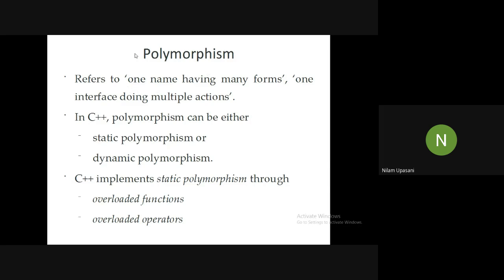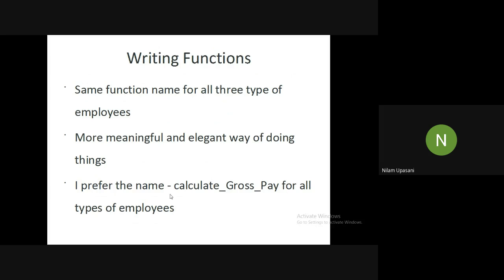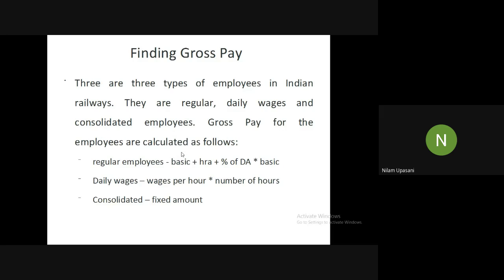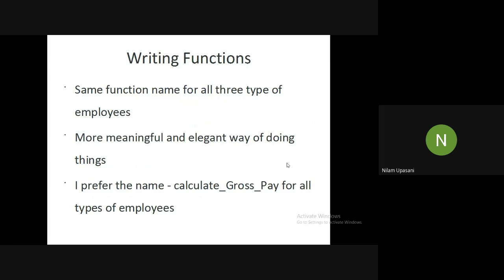Now here the concept of polymorphism comes into picture. Polymorphism means one name having many forms, or one interface doing multiple actions. So here, one name and many forms. One name is what we are saying, calculate gross pay. And for each of these types of employee, the gross pay calculation would be different. We cannot write a common function. For everyone we are saying calculate gross pay. For all three functions, the name would be calculate gross pay.